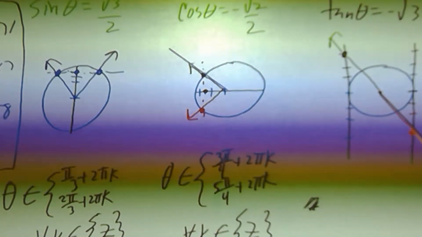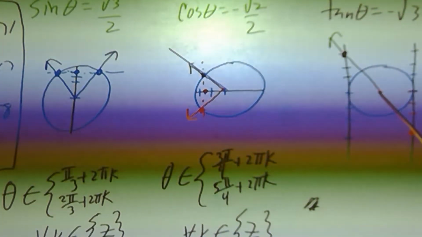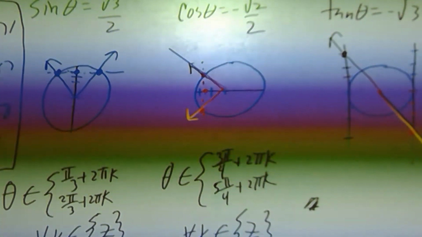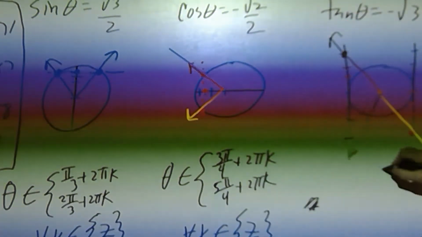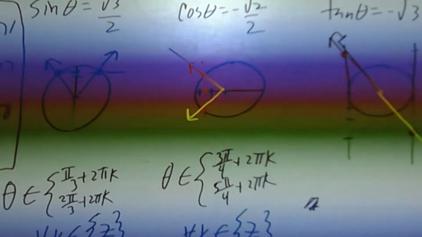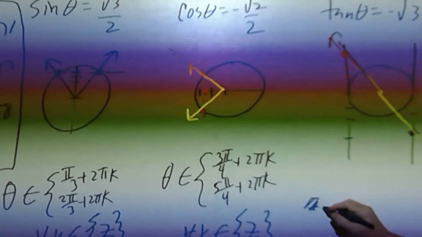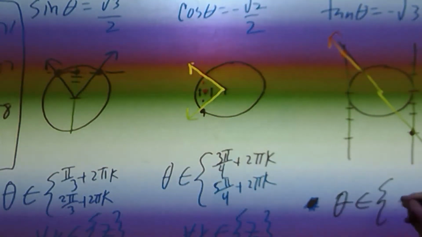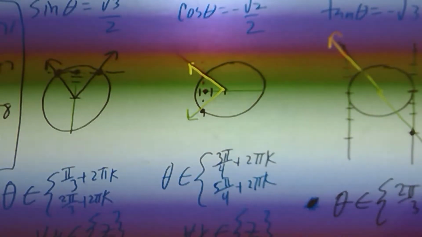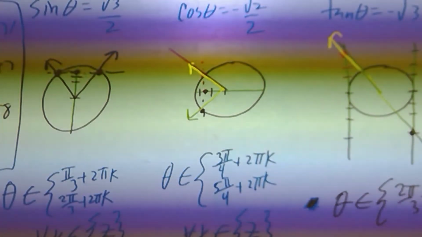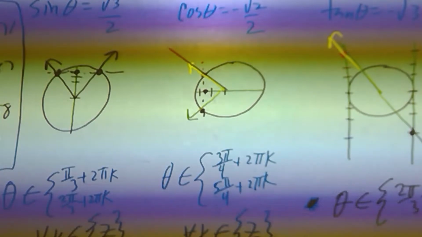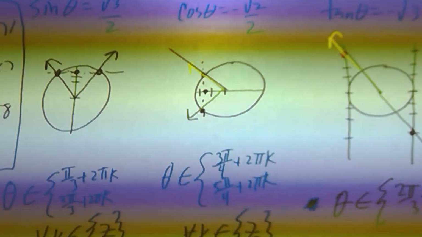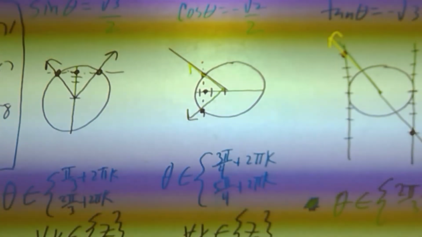Unlike those other ones, which were not all separated from each other by an increment of pi, these are all just pi apart from each other. So we have the option of doing the shortcut and saying theta is an element of the set 2 pi over 3 plus pi k, for all k elements of the set of integers. I mean, that's the most compact representation.